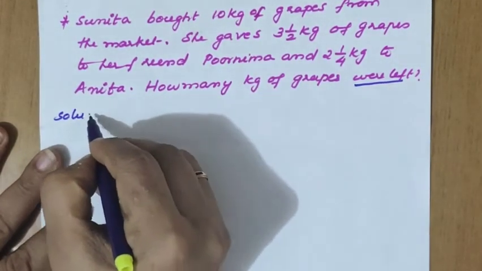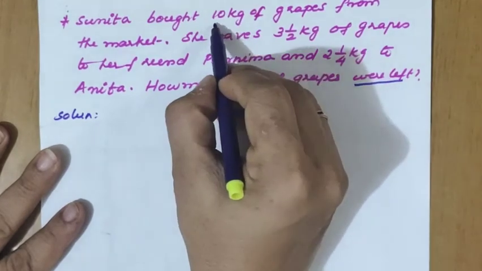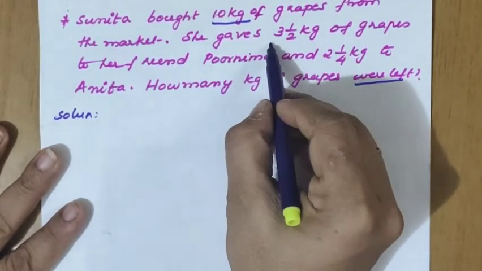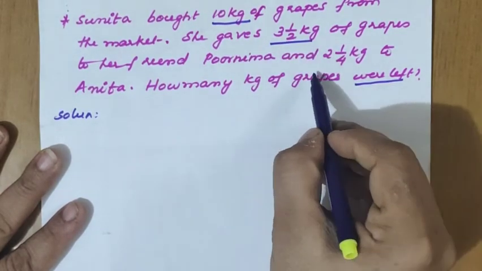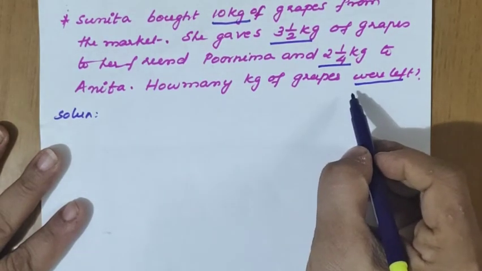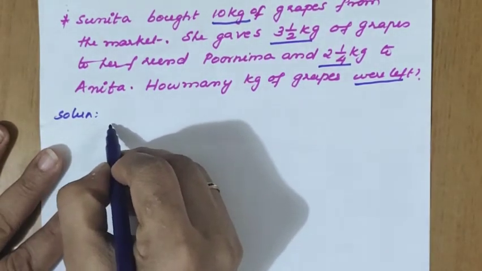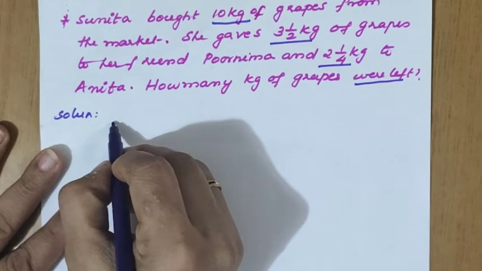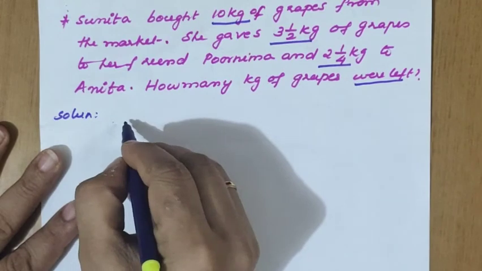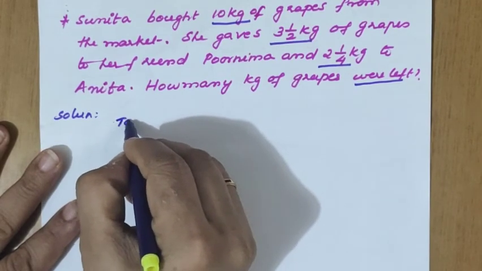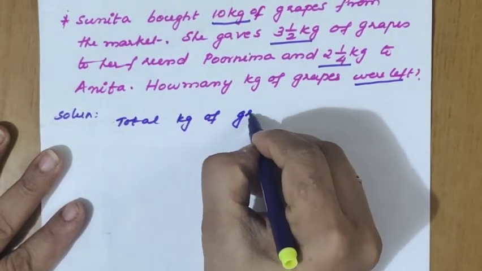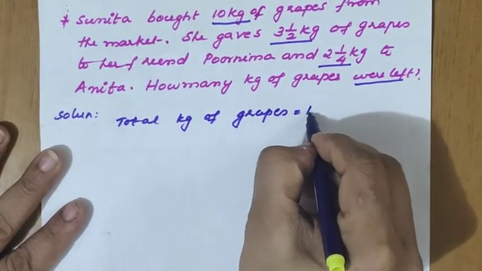What is the total quantity of the grapes available? 10 kg. Out of 10, what has she given to the first friend? 3 integer 1 by 2, and the second friend 2 integer 1 by 4. How many kg of grapes were left? That is the question. So we'll write here the total quantity of the grapes she bought from the market is equal to 10 kg.